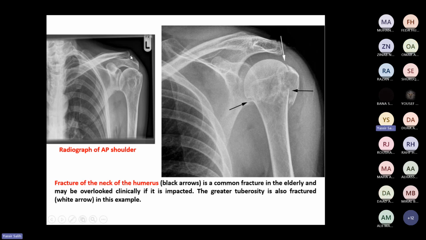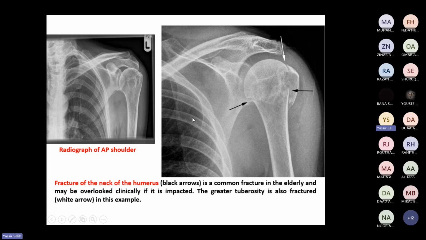The acromion is attached to what? To the clavicle, forming this joint. What is this joint? Is it the coracoid, the other one? Yes, this is the coracoid process, and this is the acromion process, and this joint is called the acromioclavicular joint. And what is this cavity? Glenoid. It's the glenoid cavity. So this is a normal AP radiograph of the shoulder.